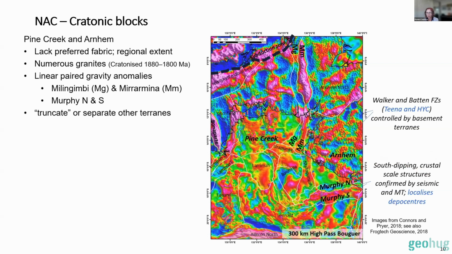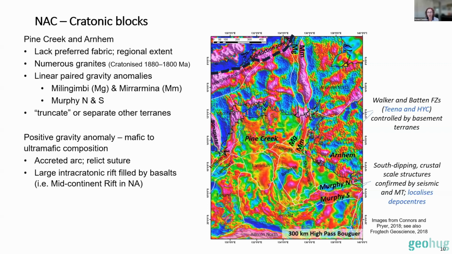Down here with the Murphy terrains, south dipping crustal scale structures. They're now confirmed by the seismic and MT, but originally interpreted just on the gravity and the magnetic data. And we will look again at the seismic that we can see the localization of depocenters, specifically around that Murphy South terrain. So because we've got the strong positive gravity anomaly, we're interpreting a mafic to ultramafic composition.